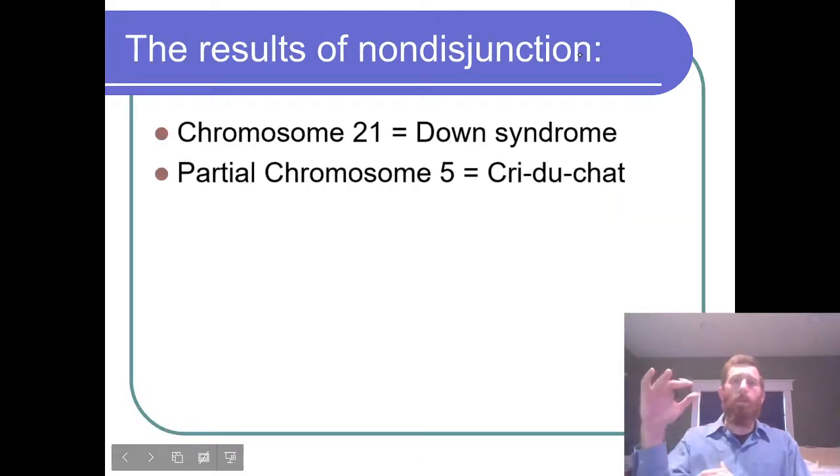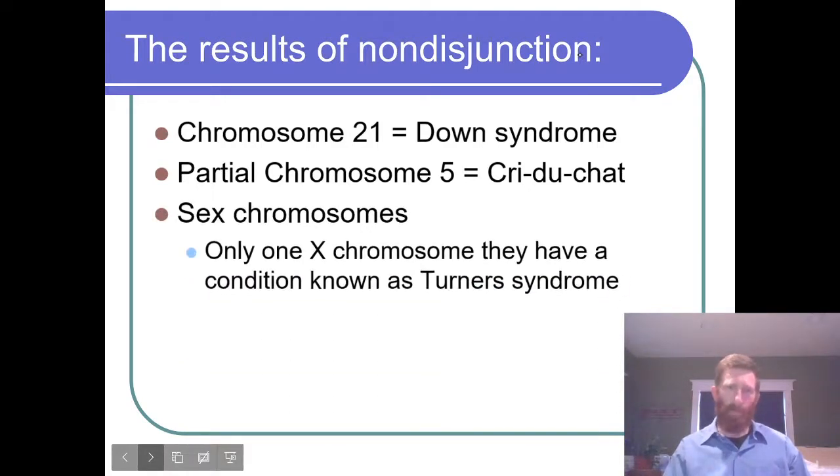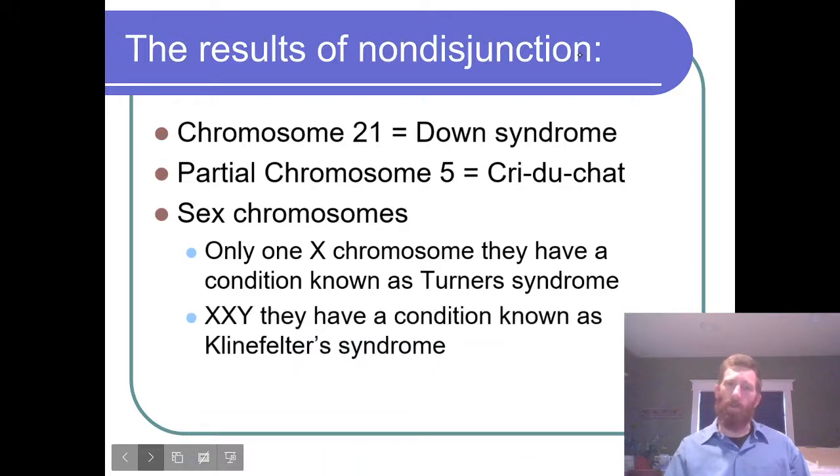So those are the abnormalities that deal with the autosomes. And then abnormalities that deal with the sex chromosomes. We have three of them that we're going to talk about. There's more, and we get into that in AP biology a little bit. So there's Turner syndrome, right? And there's Klinefelter syndrome, and then there's trisomy X. And we'll talk about all these.